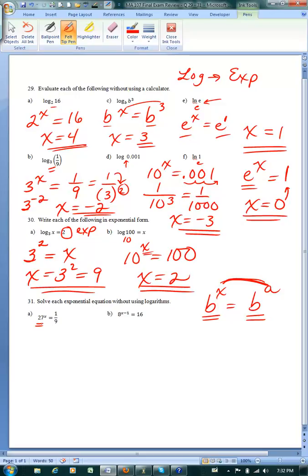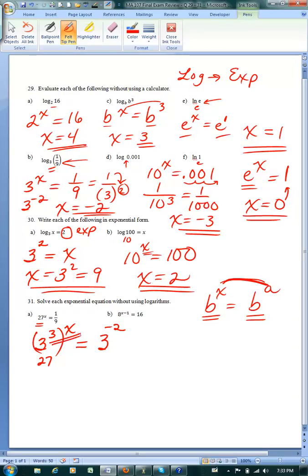27 is 3 raised to the third. So 3 raised to the third is 27, and that is being raised to the x. And that is the same as 1/9. Now 1/9 is 3 raised to the negative 2. Remember that when parentheses separate exponents, we can multiply them.